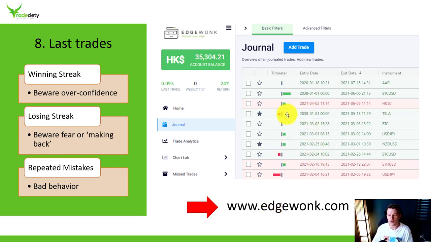And the best thing about it is that it visualizes your level of discipline and your level of emotional trading. So we have something that we call the tilt meter, and you can immediately see what is your tilt meter. Is it green? That's good. Is it red? Not so good. And then you can really nicely follow your trades over the last few weeks, few days, few hours.